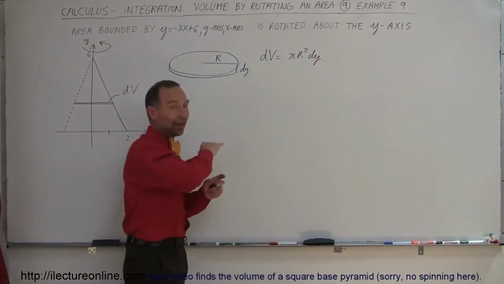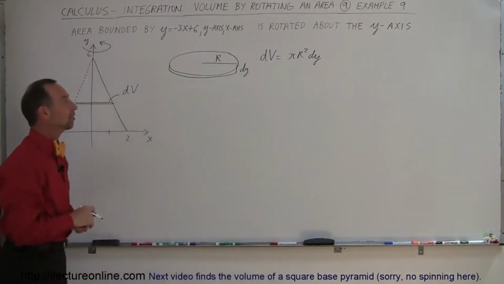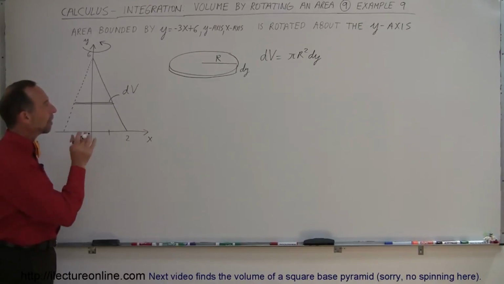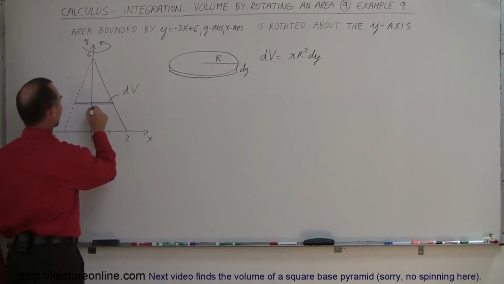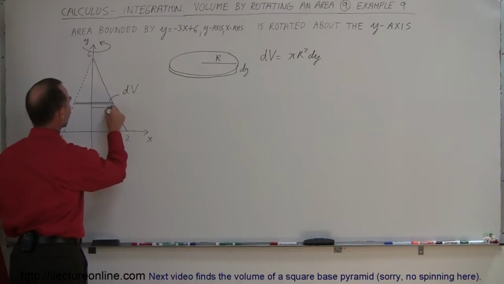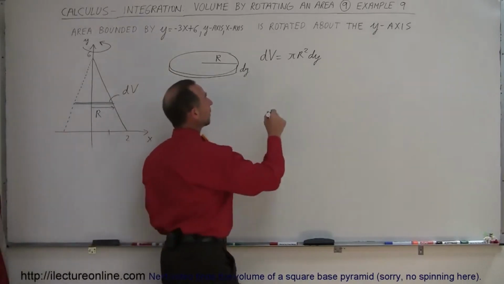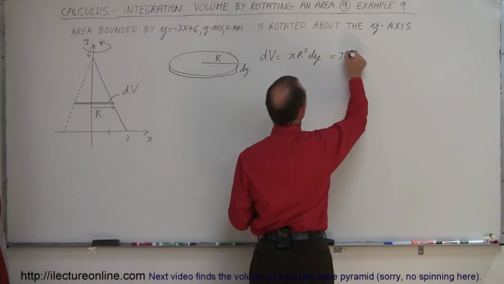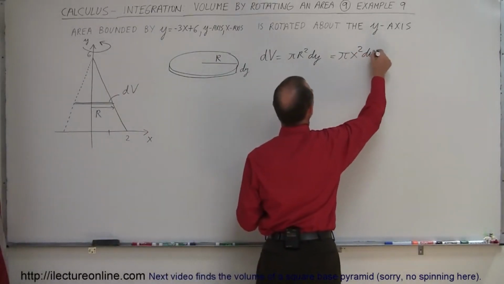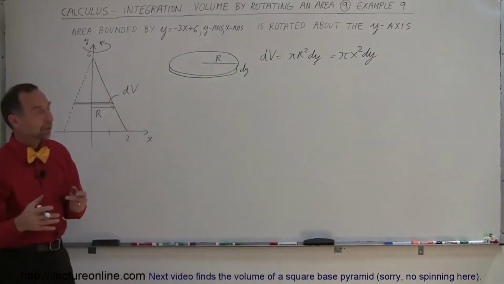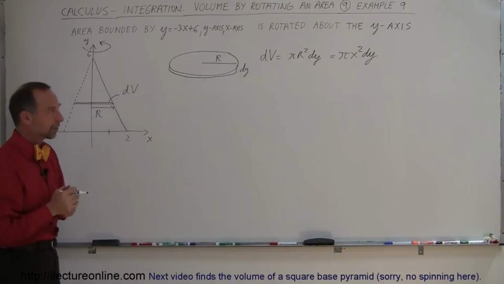Pi r squared, of course, is the area of the disk. Dy is the thickness of the disk that gives you the small volume dV. All right, so what is the value for r? R is, of course, the distance from the y-axis down to the edge right here. So that would be r. In this case, r has to be equal to x. So therefore, we can write that this is equal to pi times x squared dy. We still have one more problem. We have an x squared, and a dy, we cannot integrate x's and y's together like that.